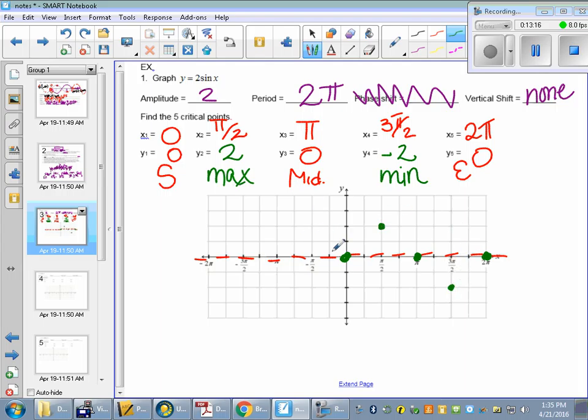Remember, our next step was to take these 5 points and connect them in a smooth curve. This is a sine wave, it's a sine curve, not jagged V shapes. And then finally, to show that it's extended in both directions, we do use arrows. And then we're finished. So when I'm looking at a graph like this, what I'm checking for: do I see 5 points in the correct place? Do I see a smooth curve? And do I see arrows?